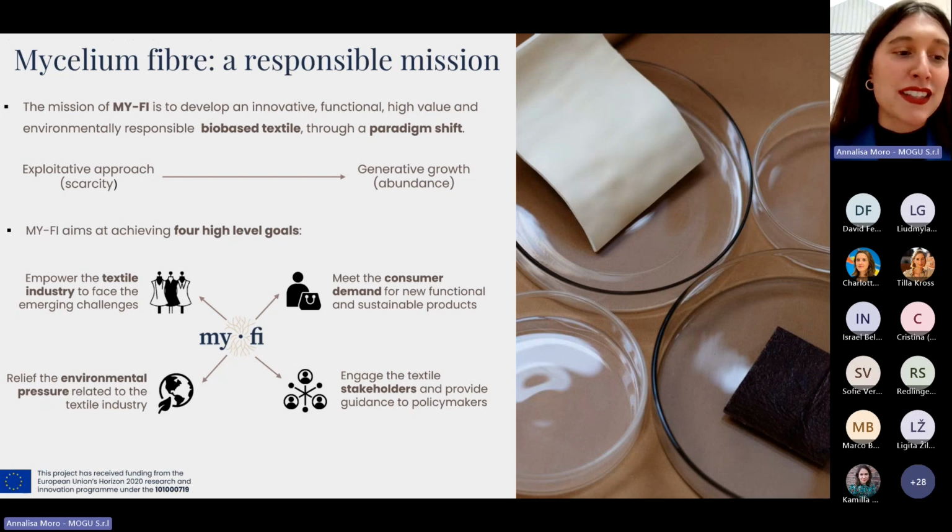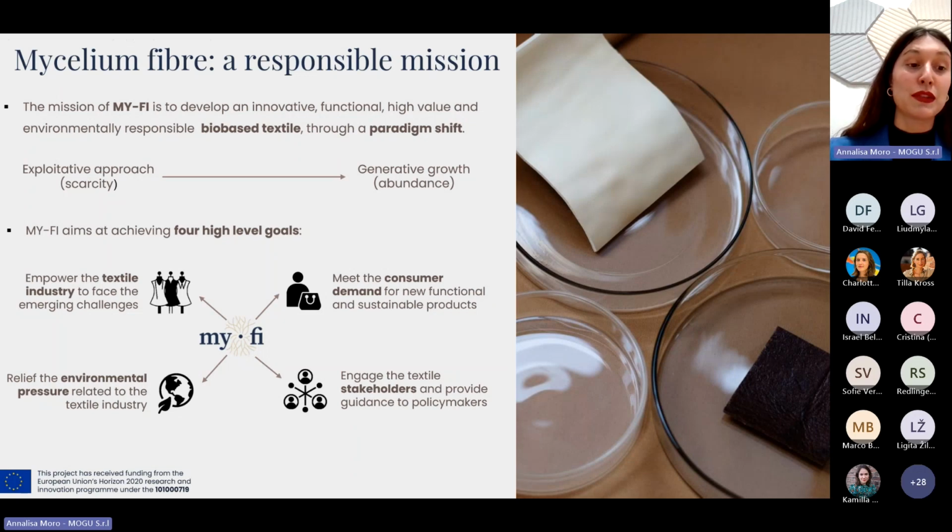myfi has 4 high-level goals. Of course, empower the textile industry to face the emerging challenges, meaning the scarcity of resources, meet the consumer demand, as today the consumers are demanding new materials that are sustainable at the environmental level, but not only, and of course relieve the environmental pressures related to the textile industry, as you know, is one of the main polluting ones, and of course engage the textile stakeholders and provide guidance to policymakers, through the European Union.